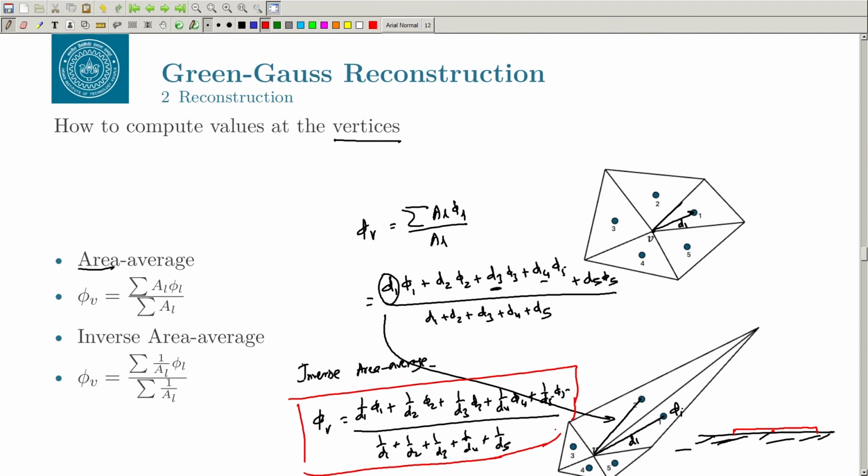So, now you can calculate the value at the nodes and then use this Green-Gauss formulation to get the value at the face center, and from the face center you get the value of the gradient at the cell center, right.